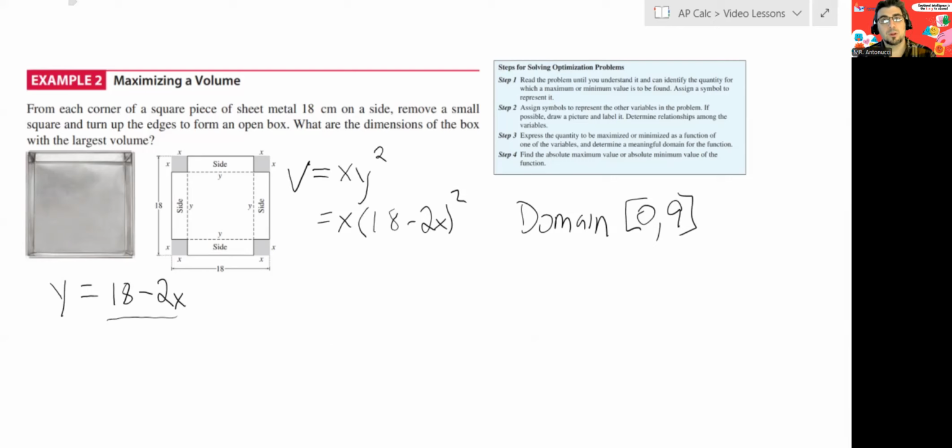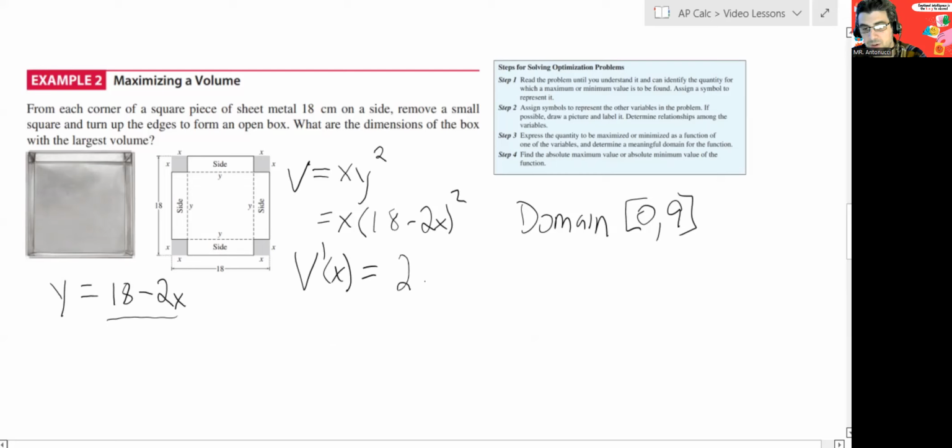But it's helpful to establish the domain, and we'll see why in a little bit. So now we want to get the derivative for this one. And we could do a number of things. We could FOIL that out and distribute the x, or we could just use the product rule.